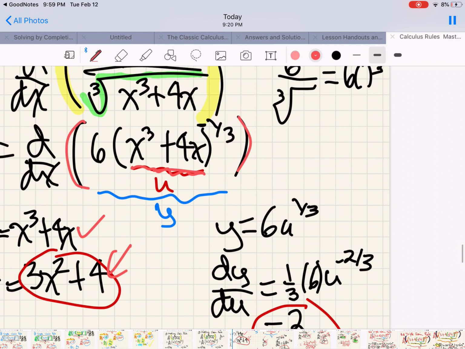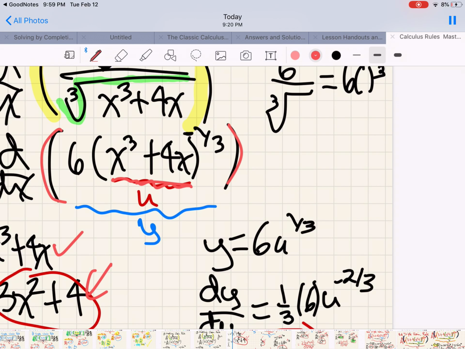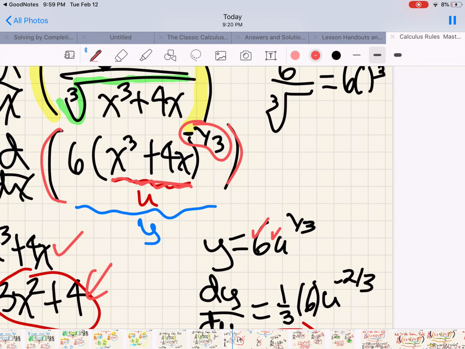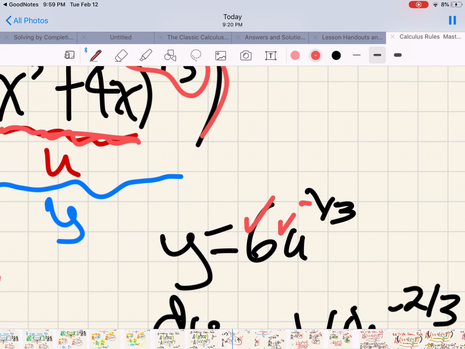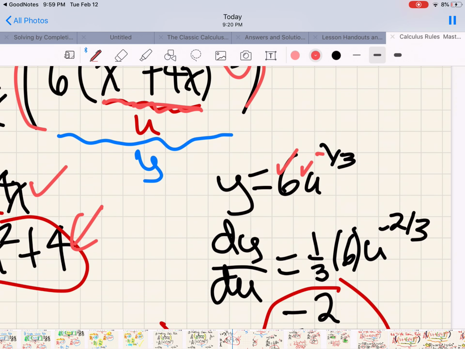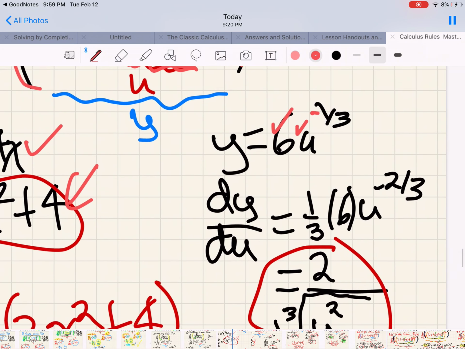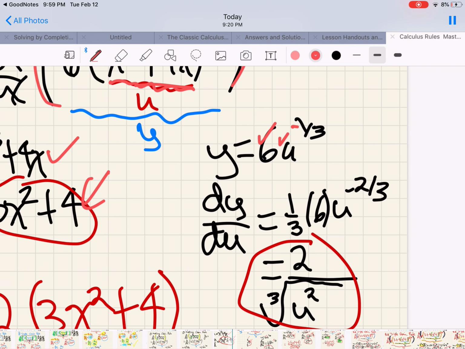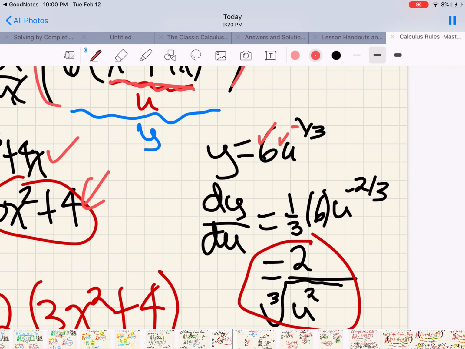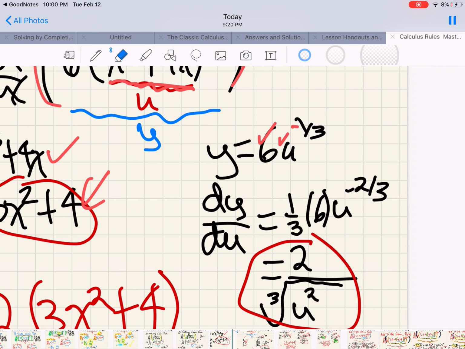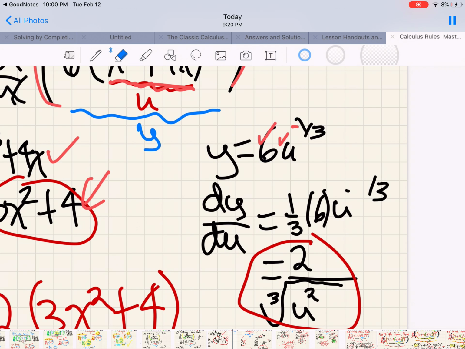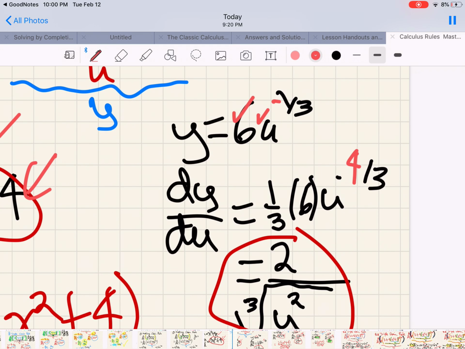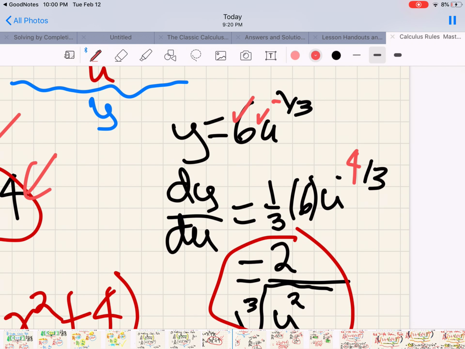On the other side, I've got 6 multiplied by u to the negative 1/3. Negative 1/3. So that's going to make this interesting. It's negative 1/3 minus 3/3. So I need to correct that. That's going to be negative 4/3. Negative 4/3.